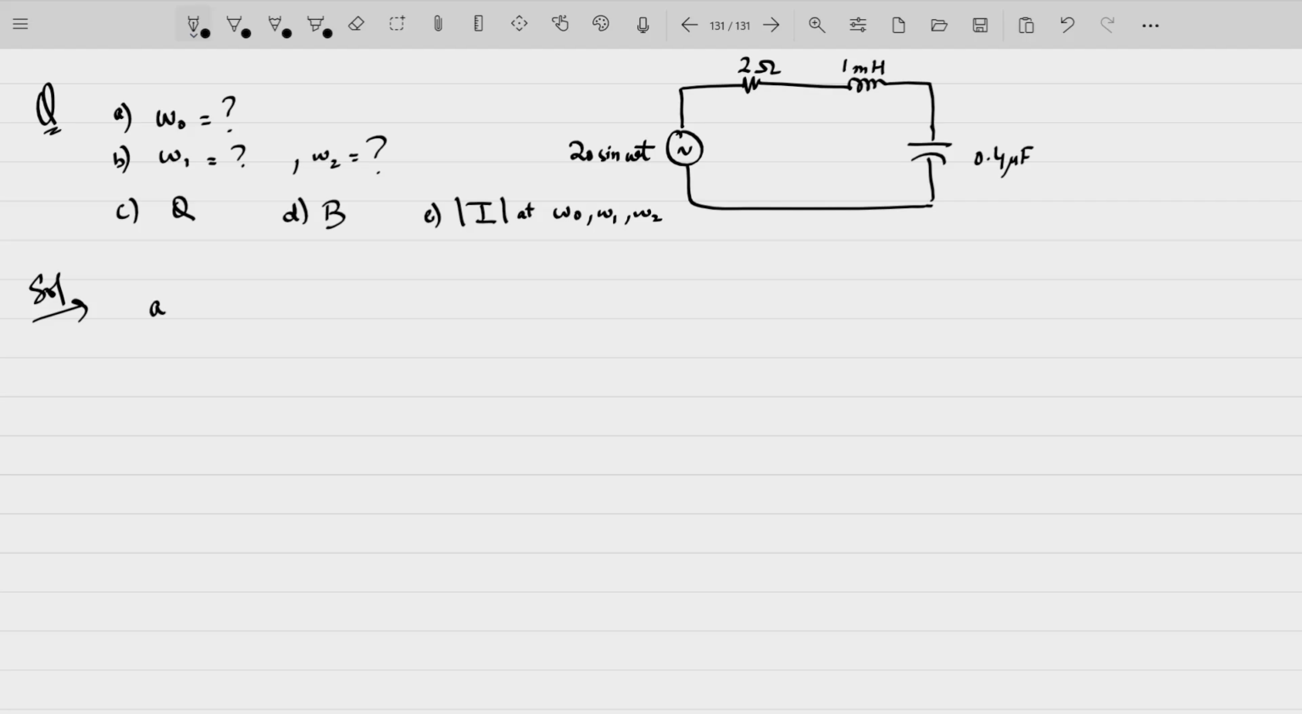So as far as omega naught is concerned, the resonant frequency is given by this formula, 1 by under root of LC, which means 1 by under root of 1 millihenry, that is 10 to the power minus 3, into 0.4 microfarad, 10 to the power minus 6. So this is 50,000 radians per second.